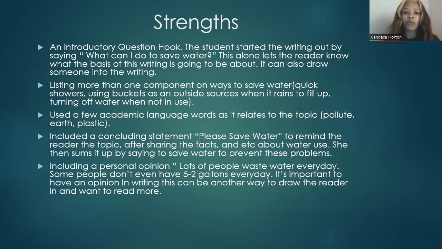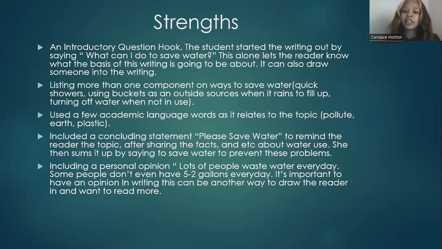So the student started the writing out by saying, what can I do to save water? So right then and there, having this hook and having this question, this alone lets the reader know what the basis of her reading was already going to be about. And it kind of drew me into her reading just by having that hook at the beginning of it.